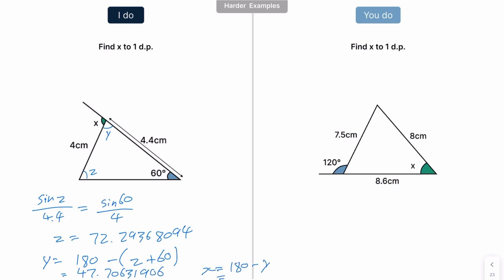So we now know what y is. So we take that away from 180 and we get our answer as 132.3 degrees to 1 decimal place. So there was quite a few steps in that one, but hopefully that makes sense.